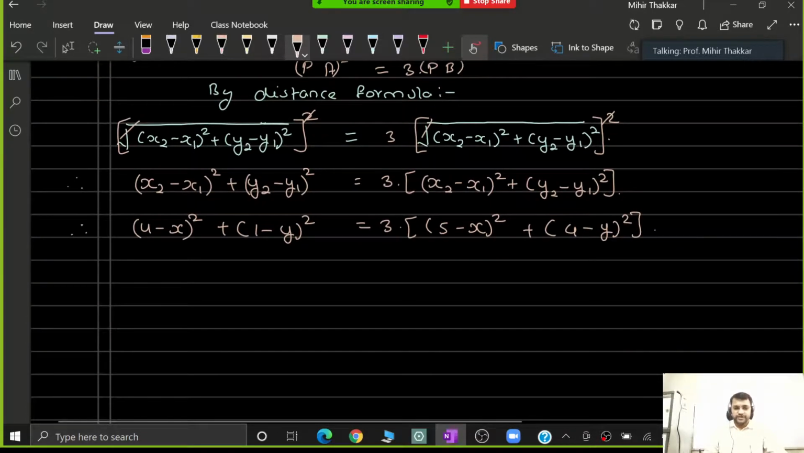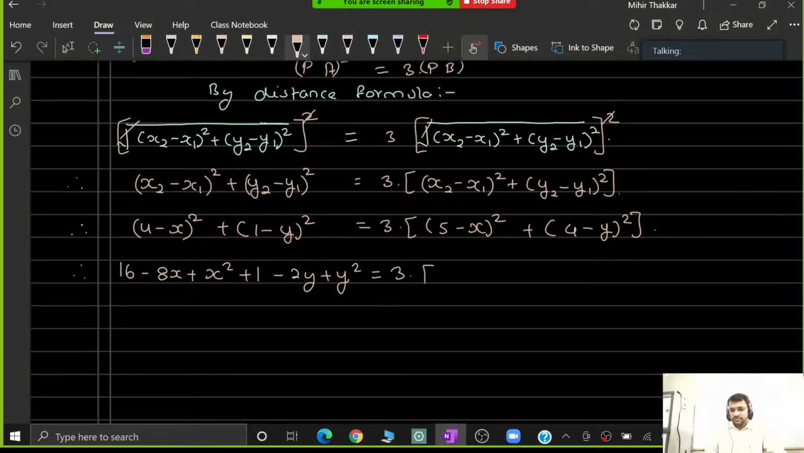So in that case, just open the brackets carefully. 4 square 16 minus 8x plus x square, 1 minus 2y plus y square. This 3 need not be squared over here because square is only for the PB element. Okay, so you should not square the element 3. 25 minus 10x plus x square plus 16 minus 8y plus y square.